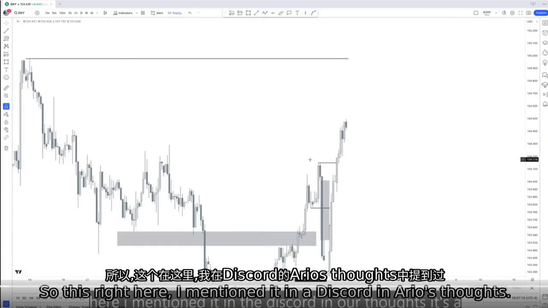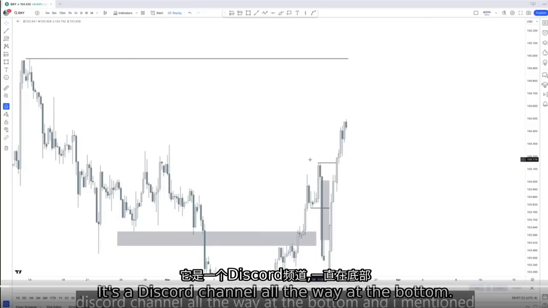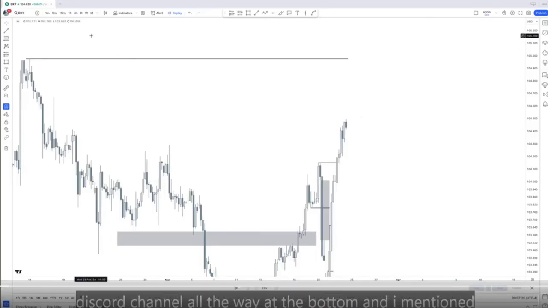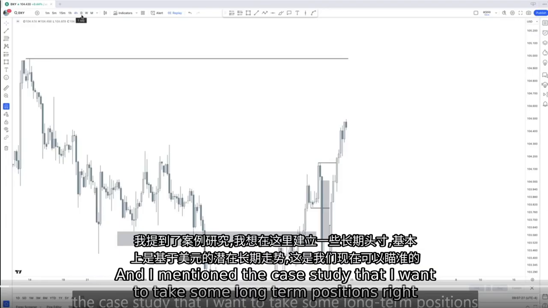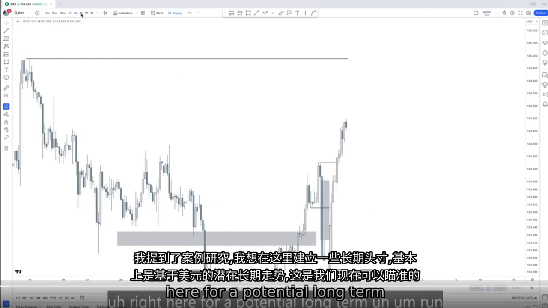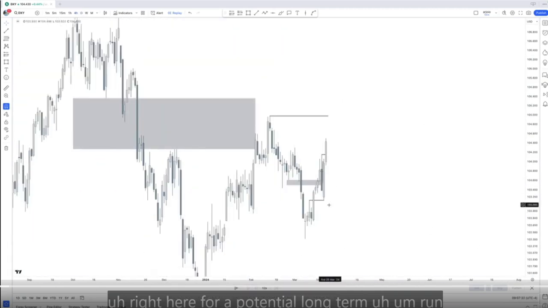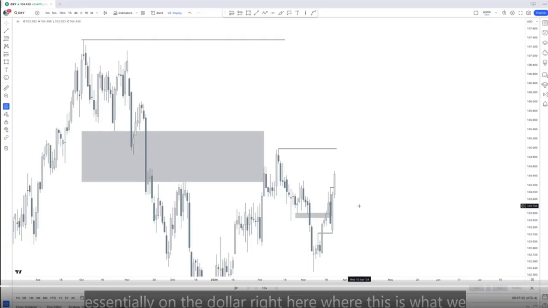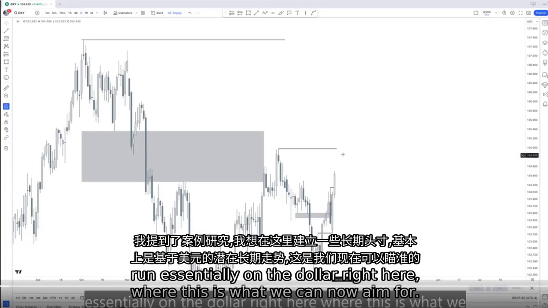So this right here, I mentioned it in the Discord, in Ario's Thoughts. It's a Discord channel all the way at the bottom. And I mentioned the case study that I want to take some long-term positions right here for a potential long-term run essentially on the dollar, where this is what we can now aim for.